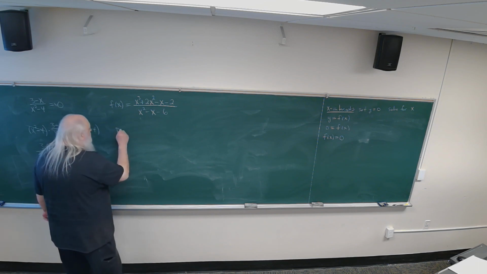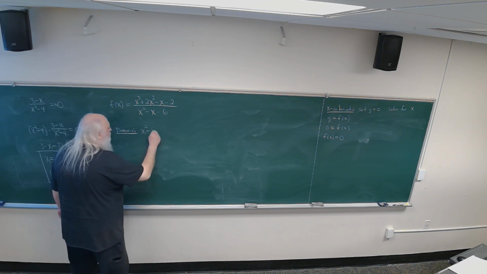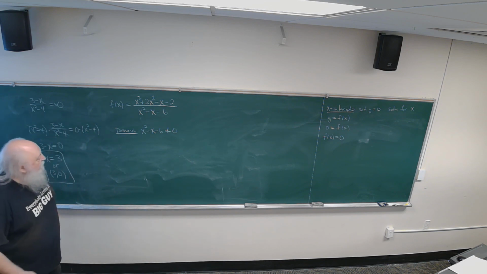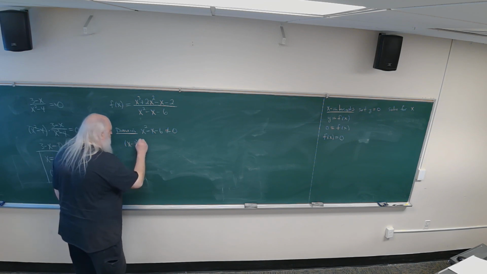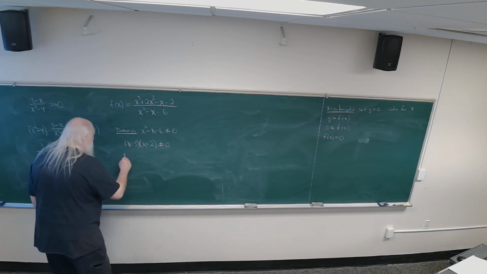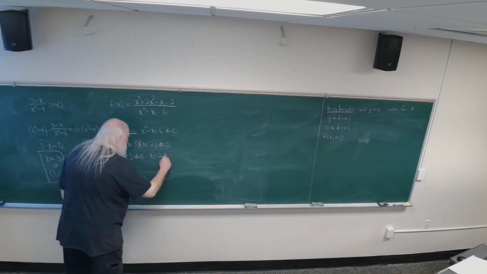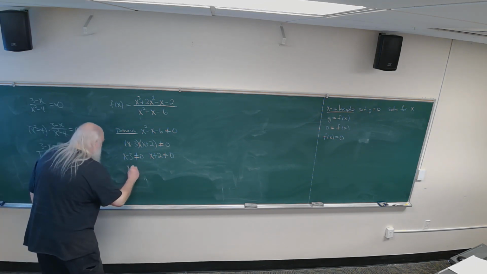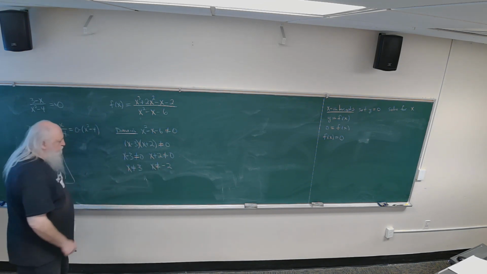Well, to find the domain, we set the denominator not equal to 0, and then solve for x, right? Well, the denominator factors into x minus 3 times x plus 2. So x minus 3 can't equal 0, and x plus 2 can't equal 0. And so we have x can't equal 3, and x can't equal minus 2. Okay.